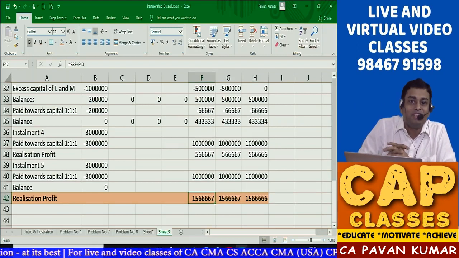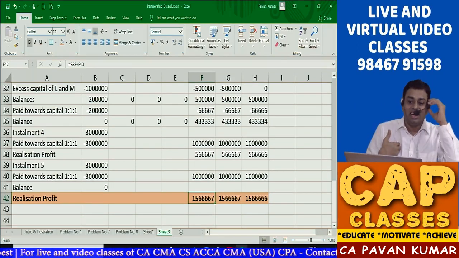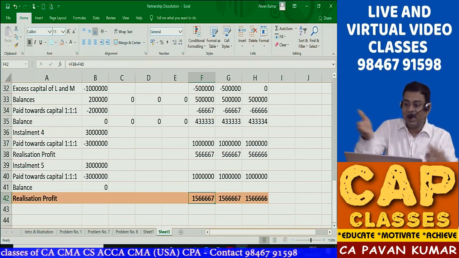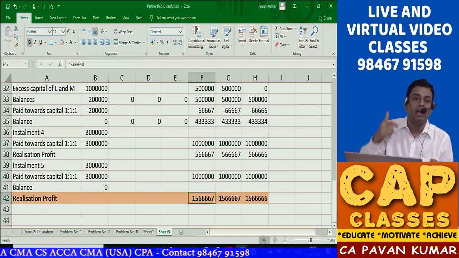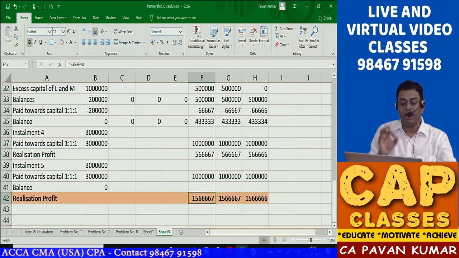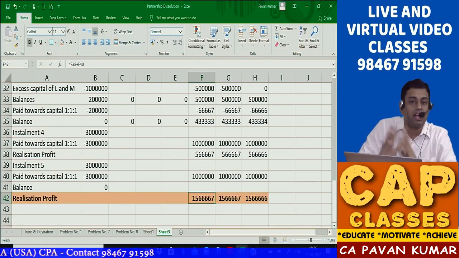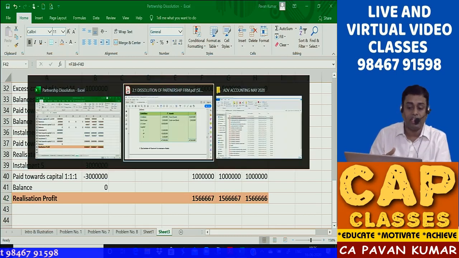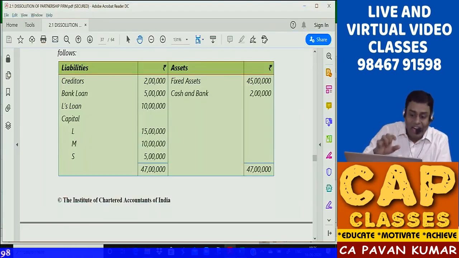So the problem can be solved in 1 minute. If I am the consultant, if this is my partnership firm, and I know this is the realization and these are the capitals, in 1 second I would have told you, boss, you'll get 15,66,667 rupees extra each after paying your capitals. But since we cannot do that in the examination question, we need to do this in detail.